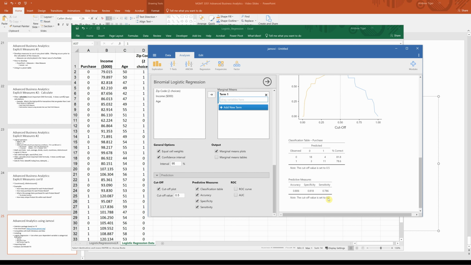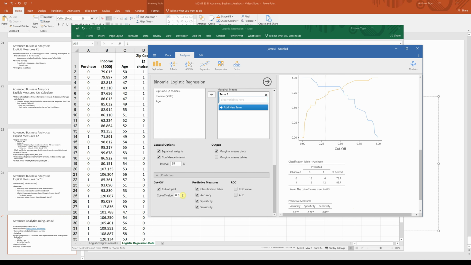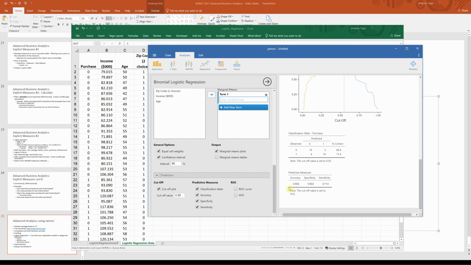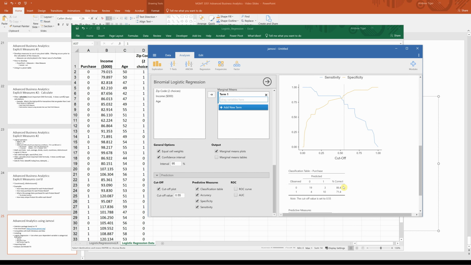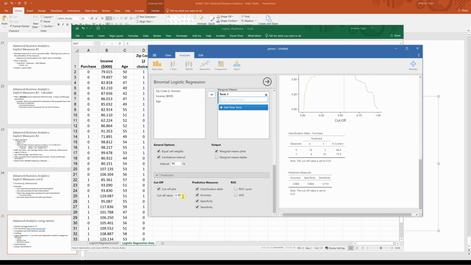Now you can change the cutoff value. So let's put this at 0.3. And you can see what happens. The overall accuracy went down, this went down, this went up. So it becomes what's important to you. We can maybe make this 0.55. And we got a little bit better, I think. I can't remember if these were better or not. So these are just other ways to do this. I'm going to leave it at 0.5 now. That's where I'm used to seeing it most of the time.